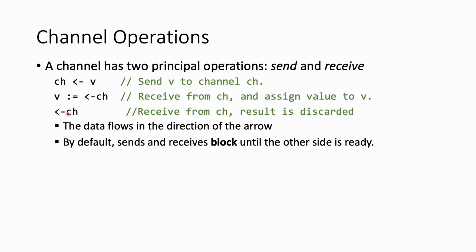By default, sends and receives block until the other side is ready. This allows Go routines to synchronize without explicit locks or condition variables. Here, an operation blocks means its Go routine stops and waits.